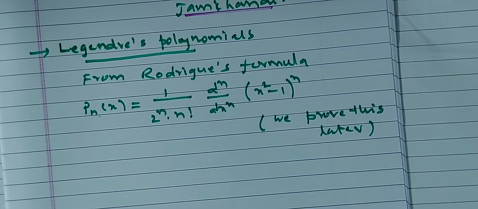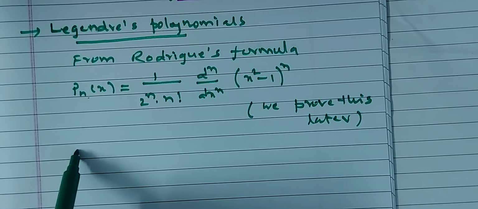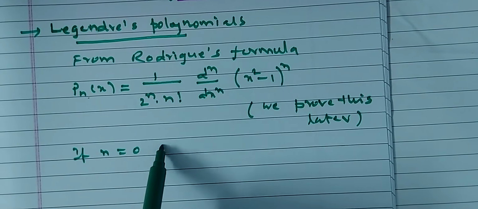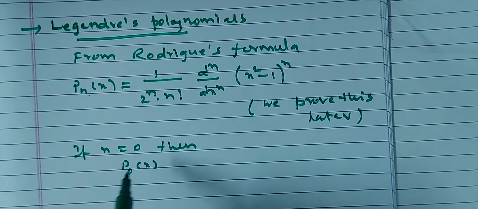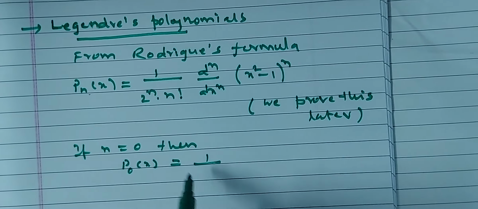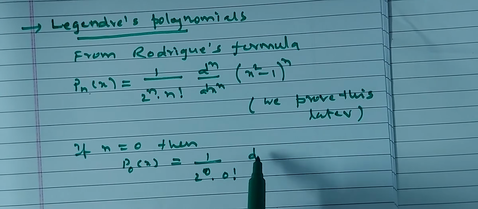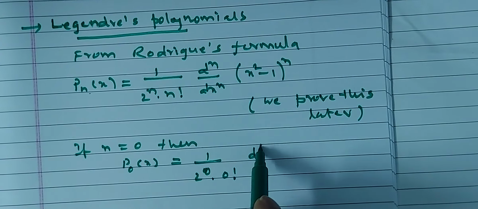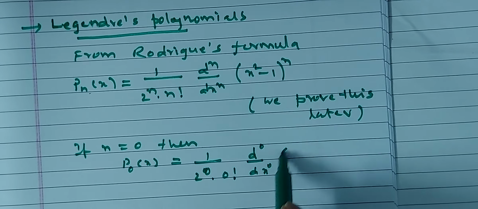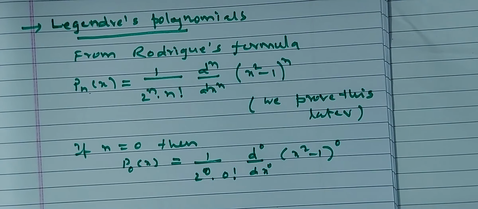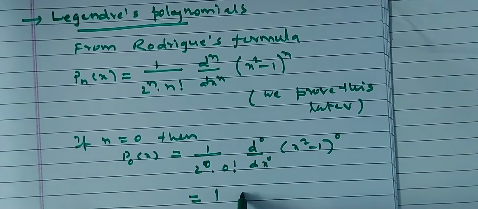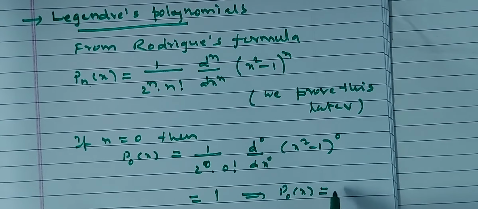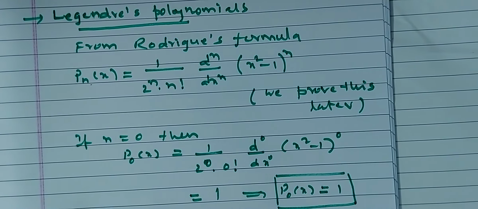So see that now, in this formula, if n is equal to 0, then P0 of x is equal to 1 by 2 power 0 into 0 factorial into d power 0 by dx power 0 of (x square minus 1) whole power 0, which simplifies to 1 itself. This implies P0 of x is equal to 1.